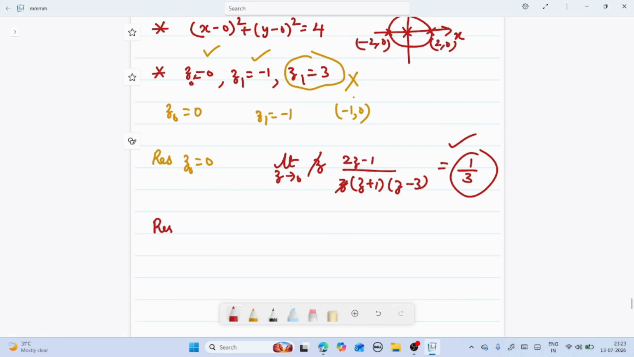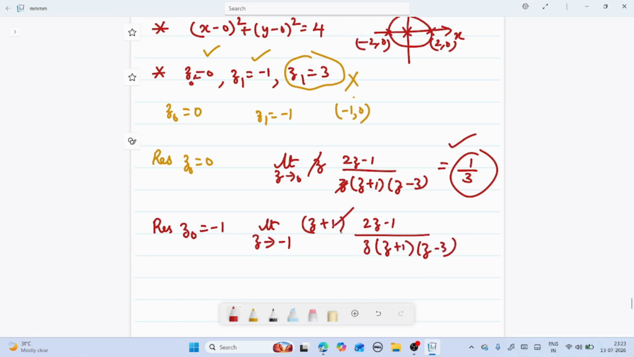Similarly, we will find the residue at z is equal to minus 1. So here it would be limit z tending to minus 1, (z plus 1) into the given function (2z minus 1) by z into (z plus 1) into (z minus 3). Apply the limit here. So here the answer is minus 3 by 4. Please check.